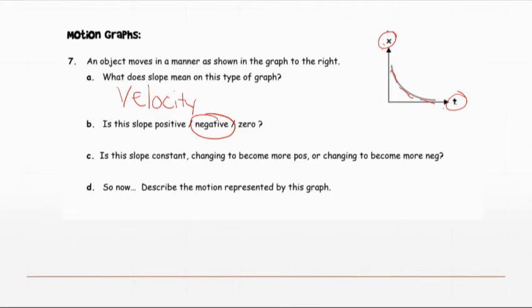Is the slope constant, changing to become more positive, or changing to become more negative? Well, changing to become more positive is kind of like changing to become less negative. So in this case, it's becoming less negative or less steep. So it's changing to more positive. And describe the motion. Because the velocity is negative, we know that the object is moving left, and it's becoming less negative. The velocity is decreasing, so it's slowing down.